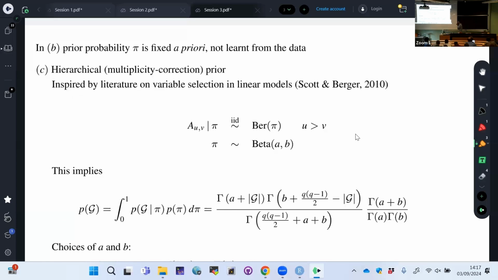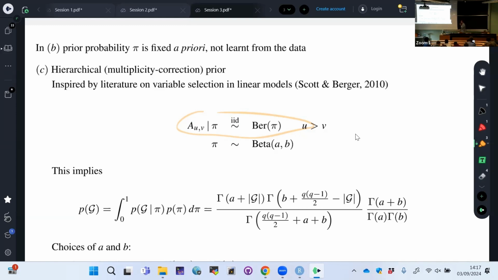So this is a hierarchical prior, which is inspired by the literature on variable selection. The reference here is Scott and Berger, and we can easily adapt it to our graphical model context. So we start again by assuming that the elements of the lower adjacency matrix are Bernoulli pi, conditionally on pi. And then pi is a probability, right? So something between 0 and 1. We can assign to pi a beta prior, with hyperparameters A and B. So instead of fixing pi, we add a level of hierarchy to our prior on the graph.